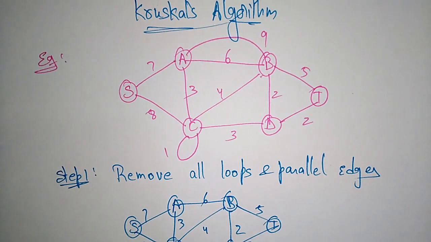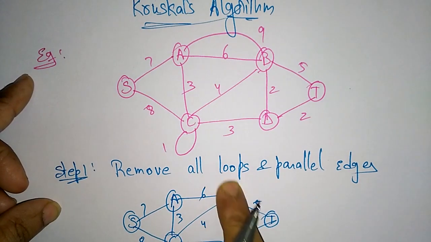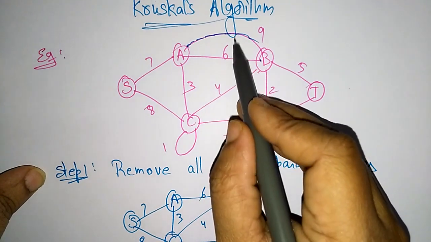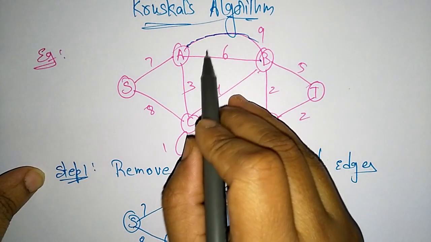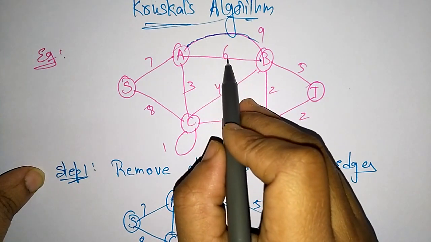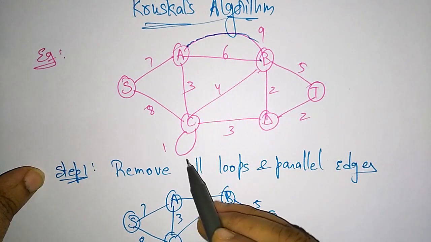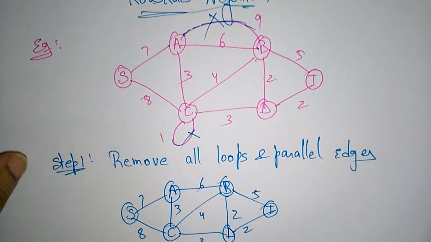In this case, if suppose there are parallel edges, we have to choose the least cost and the remaining all have to be removed. So here I removed the loop and the parallel edge. This is the parallel edge, but here we have to select only the least cost. Instead of selecting 9, we select 6 because 6 is the least cost. So you just keep this 6 here and remove this 9. This is the loop, so I removed the loop and the parallel edges.